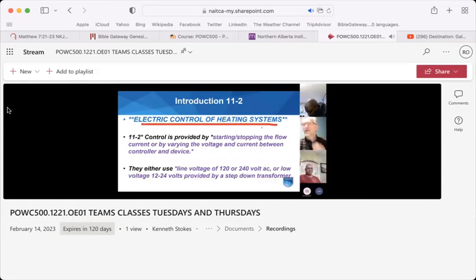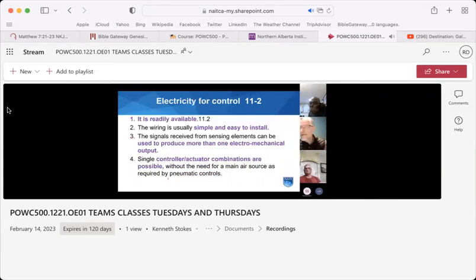Electric control of heating systems, so control of all kinds of heating systems. What do we do to control systems? We start and stop the flow of current or vary the voltage and the current between a controller and some device. These controls could use line voltages of 120 or 240 volts AC, or lower voltages provided by a step-down transformer, generally 12 to 24 volts.